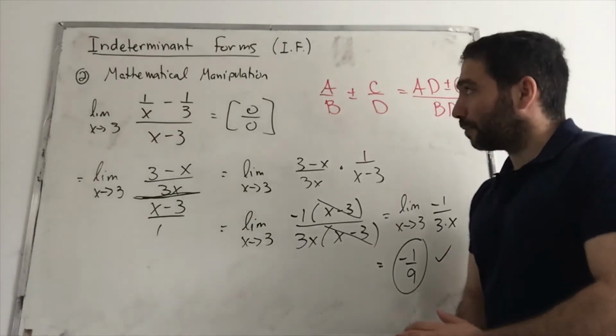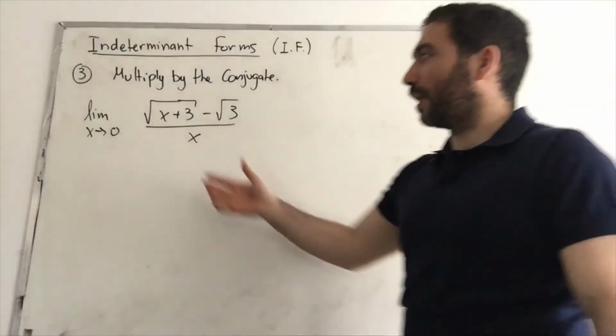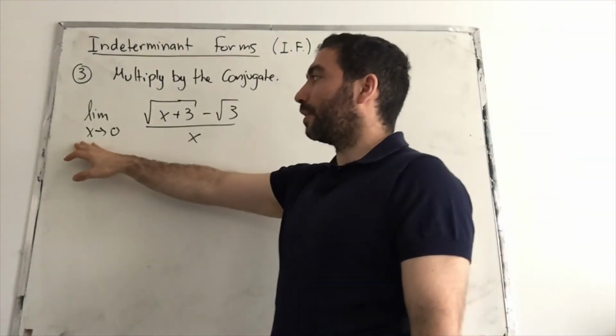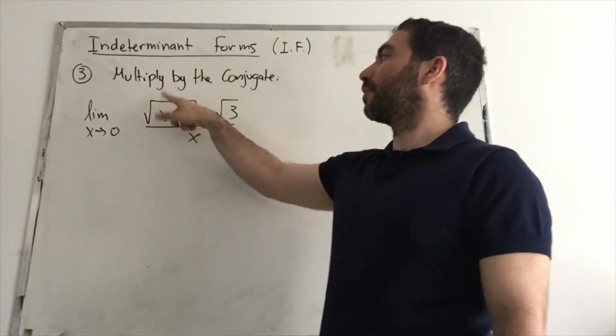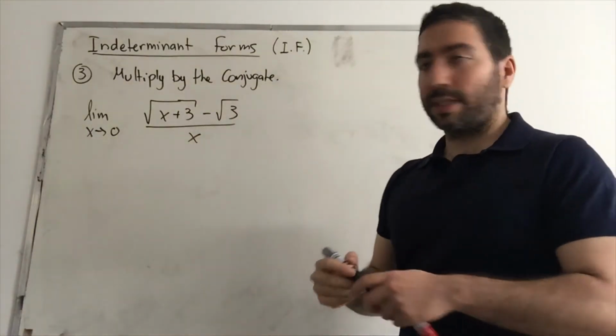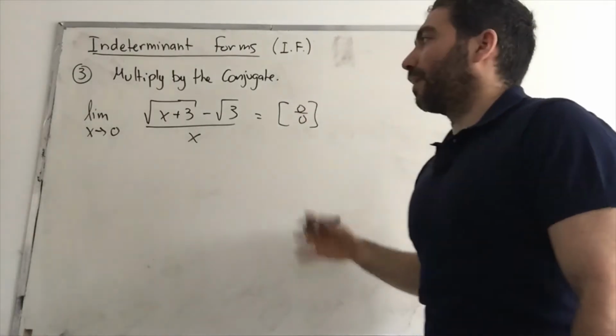Let's take a look at an example with square roots. Okay, so in this example here we have square roots involved. So again, we always begin by evaluating the limit, direct substitution. Substituting x with 0, what we get is square root of 0 plus 3, minus square root of 3, which is 0. On the bottom we have 0. So this gives the indeterminate form 0 over 0. That doesn't help. So we have to keep evaluating.